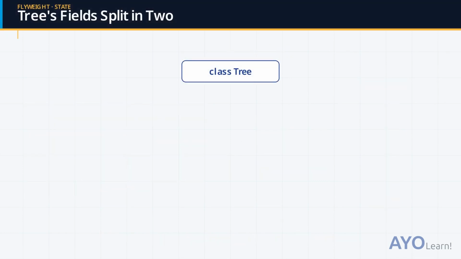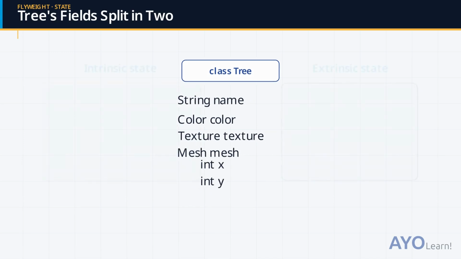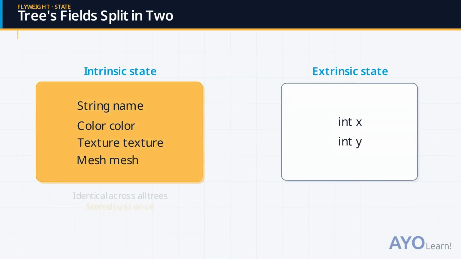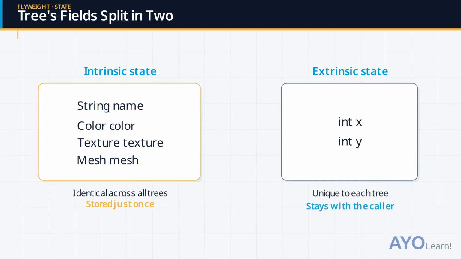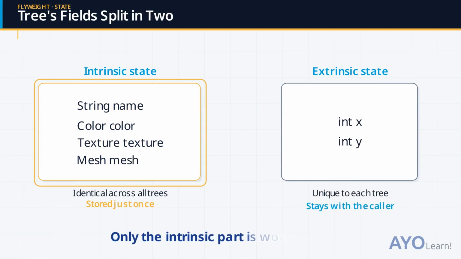Notice how the tree's fields split in two. Intrinsic state, name, color, texture, mesh, is identical across millions of trees, so we store it once. Extrinsic state, the X and Y position, is unique to each tree and stays with the caller. Only the intrinsic part is worth sharing.